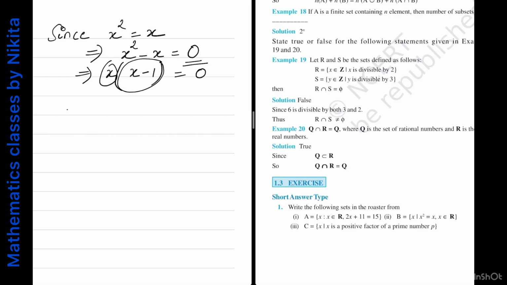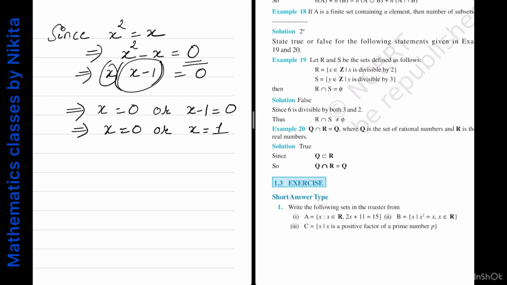So if the product of two factors is 0, that means either x is 0 or x minus 1 is 0. It is like you have a product of two numbers equal to 0. So at least one of the numbers is 0. Then only the product will be 0. So this implies x is 0 or x minus 1 is 0, where or means at least one of them is 0. And from here you get x is equal to 0 or x is equal to 1.